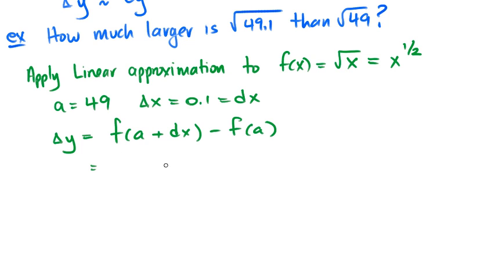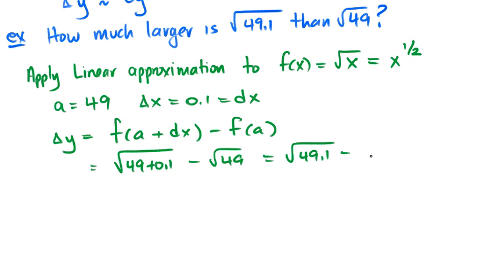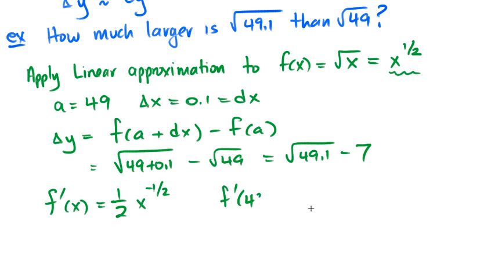tells us that it would be exactly the square root of 49 plus 0.1, take away the square root of 49, which, as I said before, we could do on the calculator and calculate what that is worth. We're going to approximate it. To approximate it, I need to know the derivative, and the derivative of this is 1/2 x to the negative 1/2. And at an a value of 49, that's the same as 1 over 14.